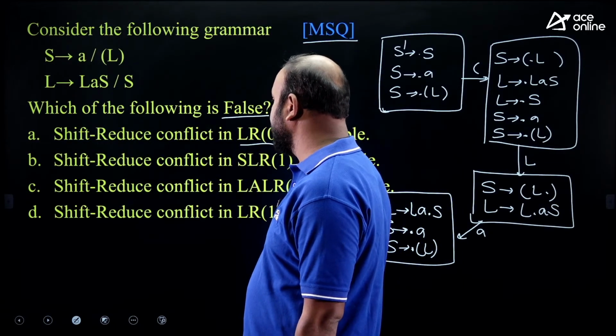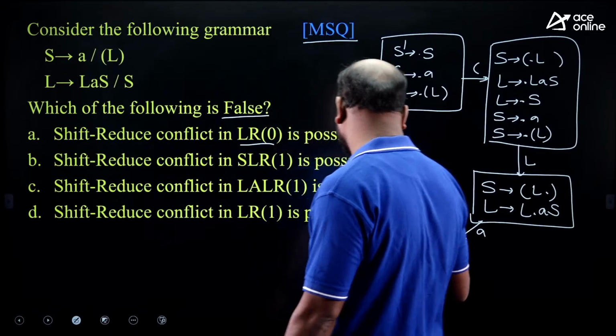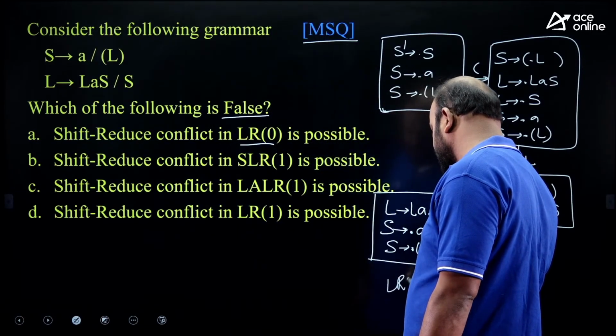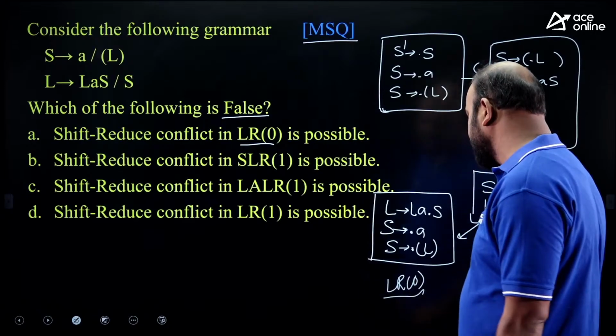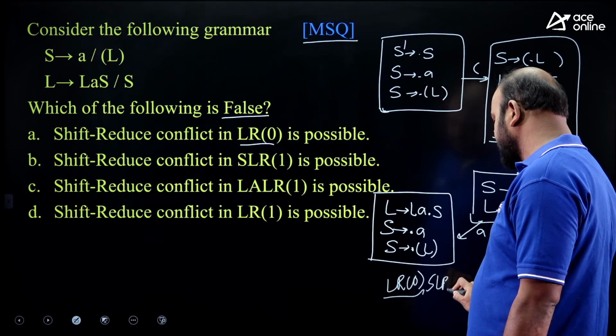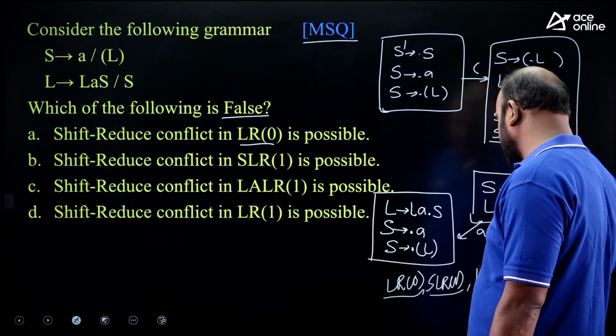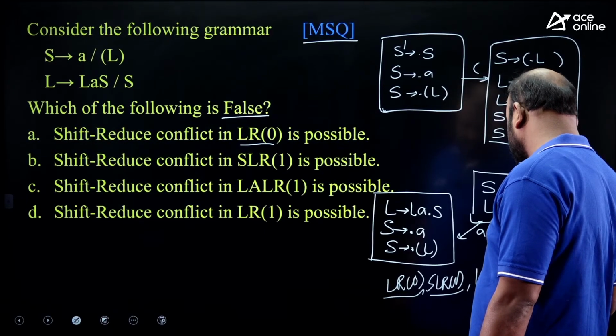Shift reduce conflict in LR(0)? No. And because no conflict is there, the grammar is LR(0). If the grammar is LR(0), it is also SLR(1). It is also LALR(1). It is also LR(1).